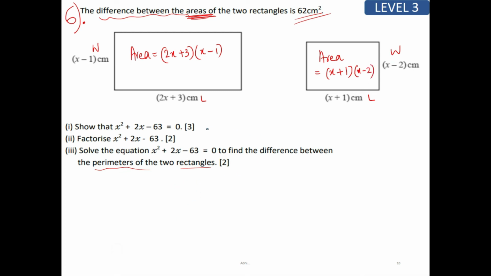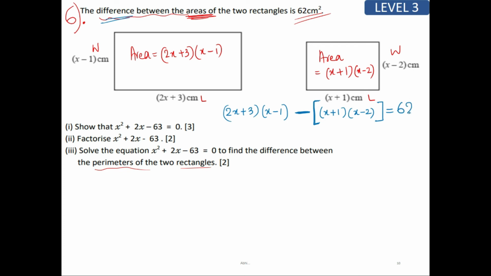Now let me write down the equation. I'll write (2x plus 3) times (x minus 1) minus, since you're talking about difference, so it's subtraction. And whenever I deal with a minus sign, I open a bracket so that I have the correct signs for my variables.